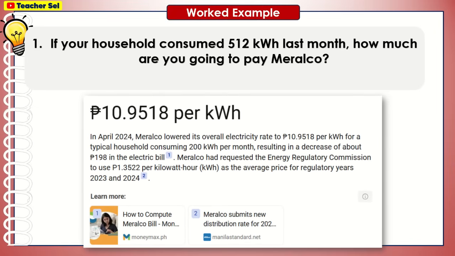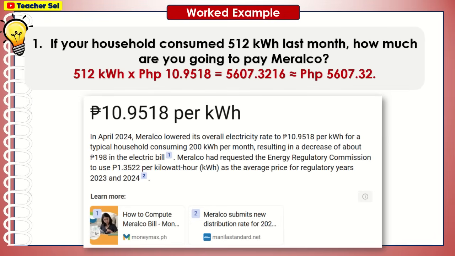If your household consumed 512 kilowatt hours last month, how much are you going to pay Meralco? 512 kilowatt hours times 10 pesos and 9,518 centavos is equal to 5,607 pesos and 3,216 centavos, which is approximately 5,607 pesos and 32 centavos.